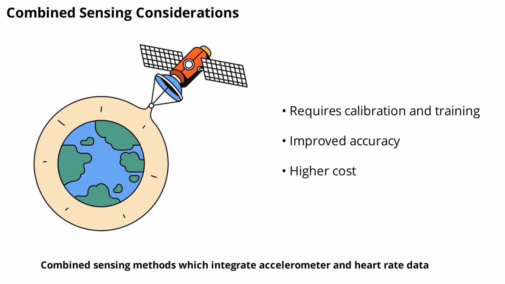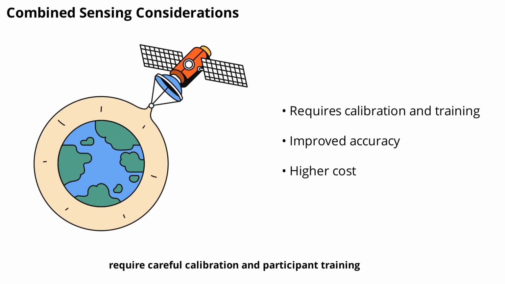Combined sensing methods, which integrate accelerometer and heart rate data, require careful calibration and participant training. Researchers must ensure participants are comfortable with device placement and provide clear written instructions. While combined devices offer improved accuracy, they are more expensive and may not be suitable for all populations. Researchers should weigh these factors when designing studies that require precise energy expenditure estimates.